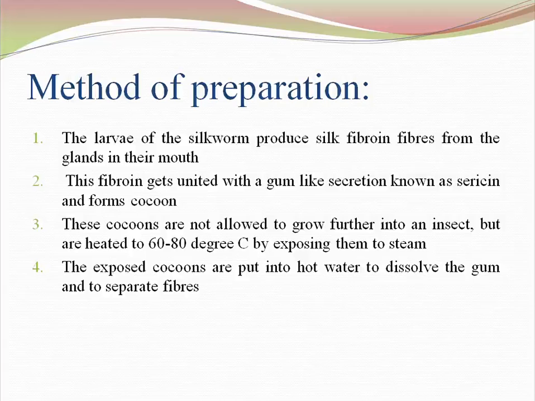Next is the method of preparation. The silkworm produces silk fibroin from the glands in its mouth. There is a gland in the mouth of the silkworm which produces the fibroin protein, and this fibroin protein is combined with sericin to form the cocoon, the white colored cocoon. Then the cocoons are heated by exposing them to steam at 60 to 80 degrees centigrade. And finally, the cocoons are put into hot water to dissolve the gum and to separate the fibers.